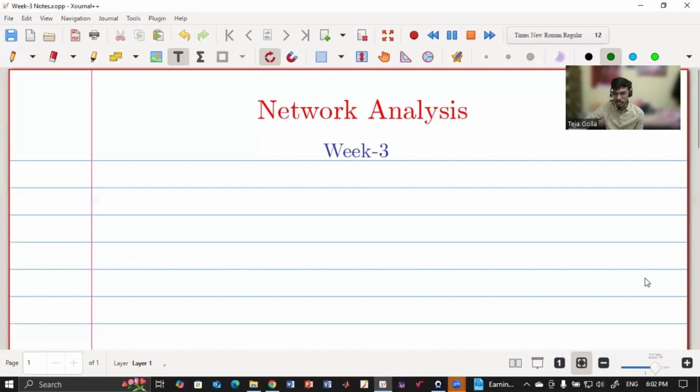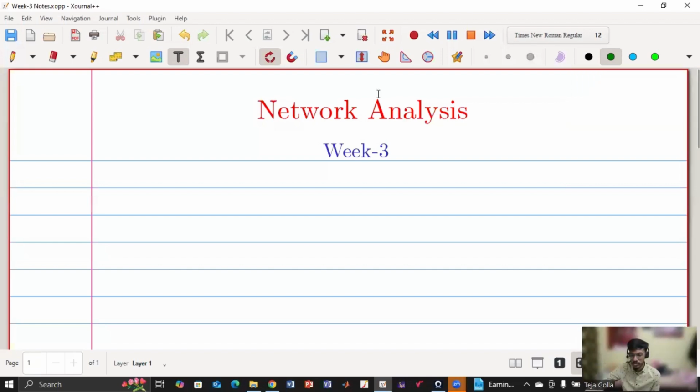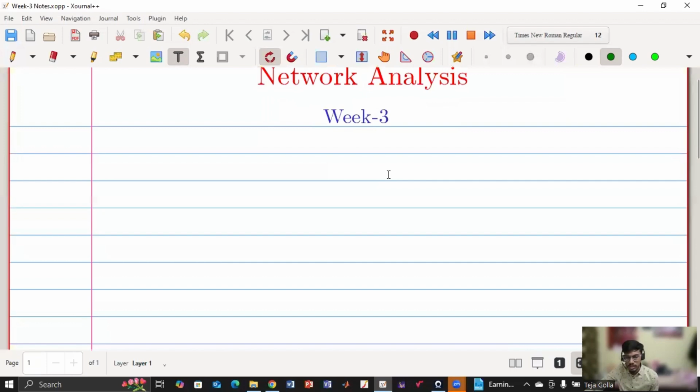Are you able to see my screen? Yes, I'm visible. Okay. So this week we'll be talking about solution to linear differential equation. So it is linear, but the order can be anything like first order, second order, or nth order. So initially we'll start with the first order.